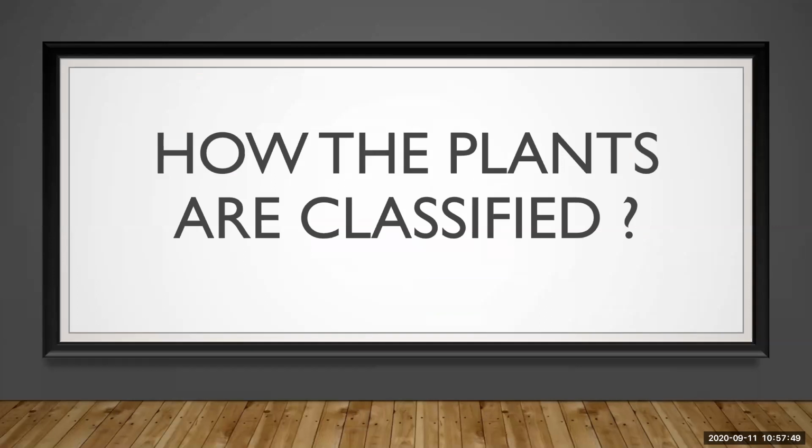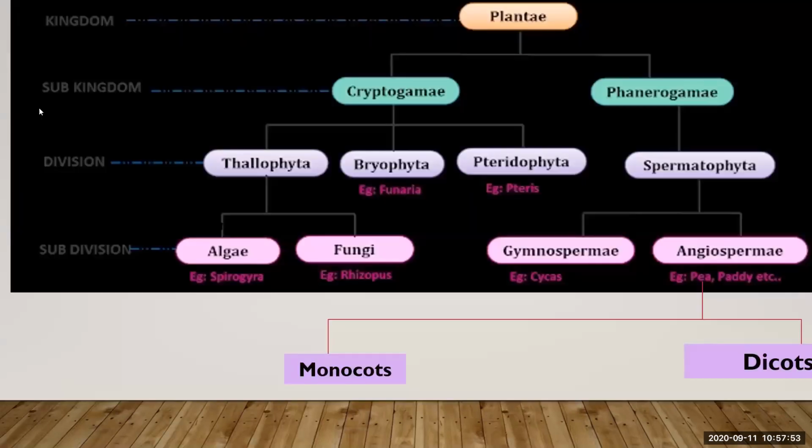Moving to the next, how the plants are classified. This topic we have completed in standard 9. Let's have a look at this slide. The kingdom Plantae is subdivided into cryptogamy and phanerogamy on the basis of whether they are flowering plants or non-flowering plants. When they are non-flowering, they are considered under the cryptogamy, and when they are flowering, they are considered under the phanerogamy. And these cryptogamy are again further divided into divisions: Thallophyta, Bryophyta, Pteridophyta.